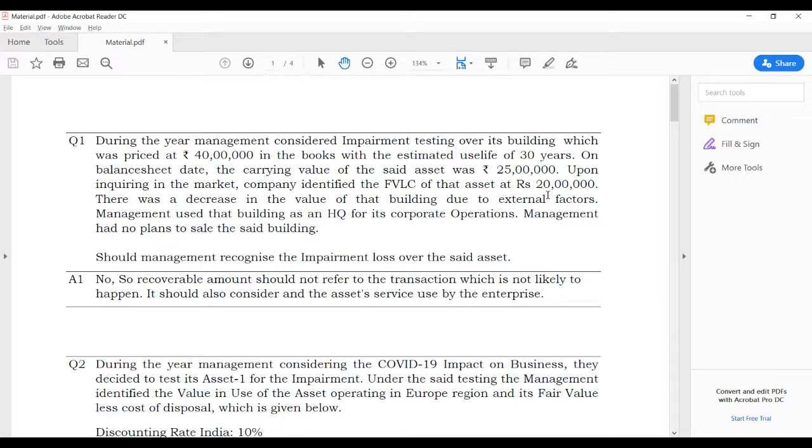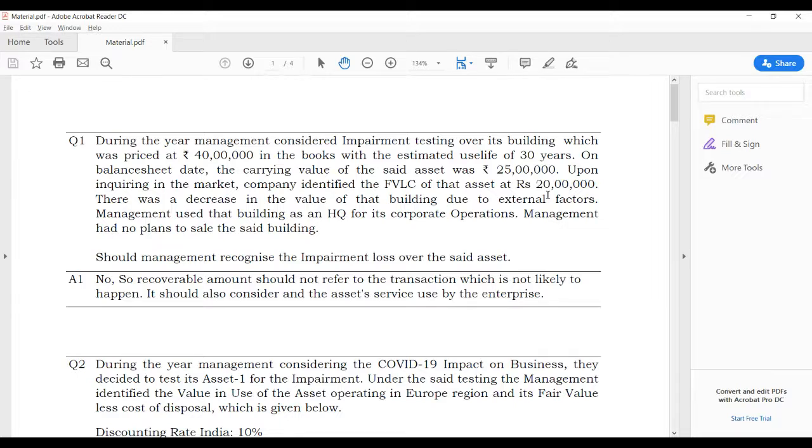Now, if I sell that asset, I'll fetch only 20 lakhs because there is a depression, a recession in the market in the property price, and hence I will receive a lesser amount. So there was a decrease in the value of the building due to external factors. Now management is planning to use that building for its headquarters where the employees sit, and in that case, it's very difficult or not possible to determine the value in use. So should I recognize an impairment loss based on the fair value at which I'm going to sell the asset?